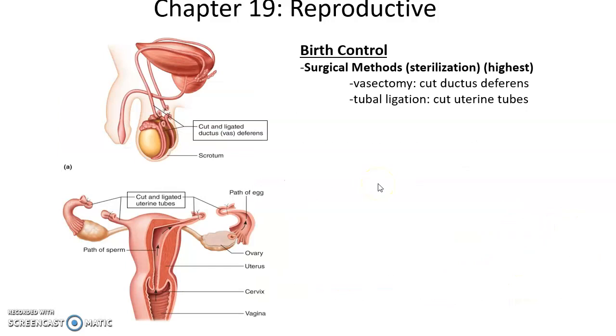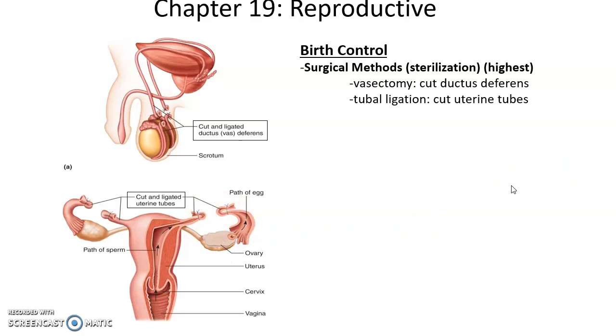The most effective, next to abstinence, is sterilization via surgical methods, such as vasectomy, where the ductus deferens are cut and ligated, thereby preventing the sperm from leaving the scrotum, and therefore when the male ejaculates, no sperm will be released. And then in the female case, tubal ligation, where the uterine tubes are cut and ligated, thereby preventing the oocyte from making it to the uterus.